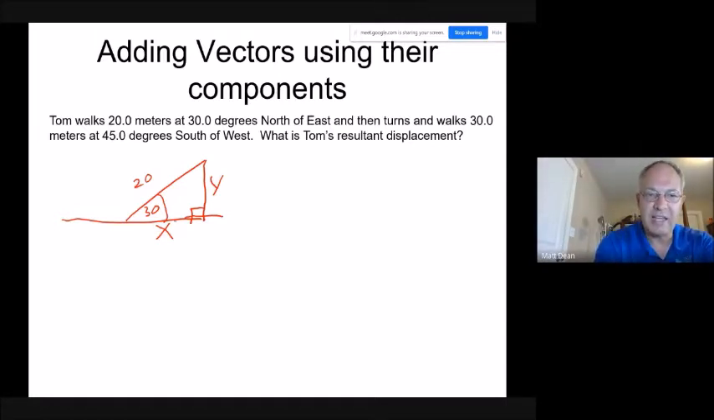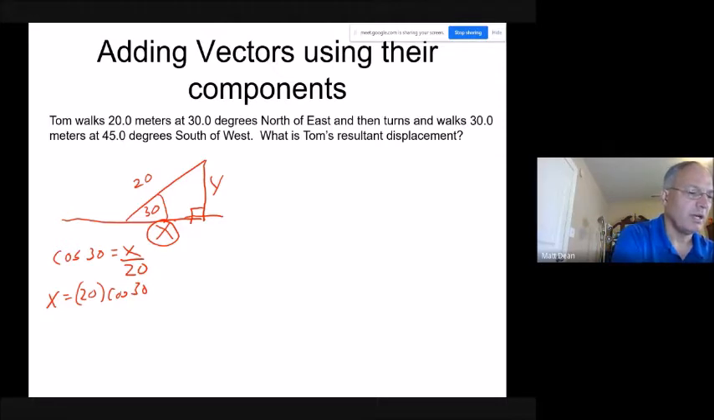If we wanted to find the x side, that x is adjacent to 30. So we could use the cosine function. Cosine 30 is equal to adjacent, in this case x, over hypotenuse, in this case 20. So if we solve that out, x is equal to 20 times cosine 30. So let's calculate that in our calculator. Cosine of 30 times 20. We end up with x of 17.3.